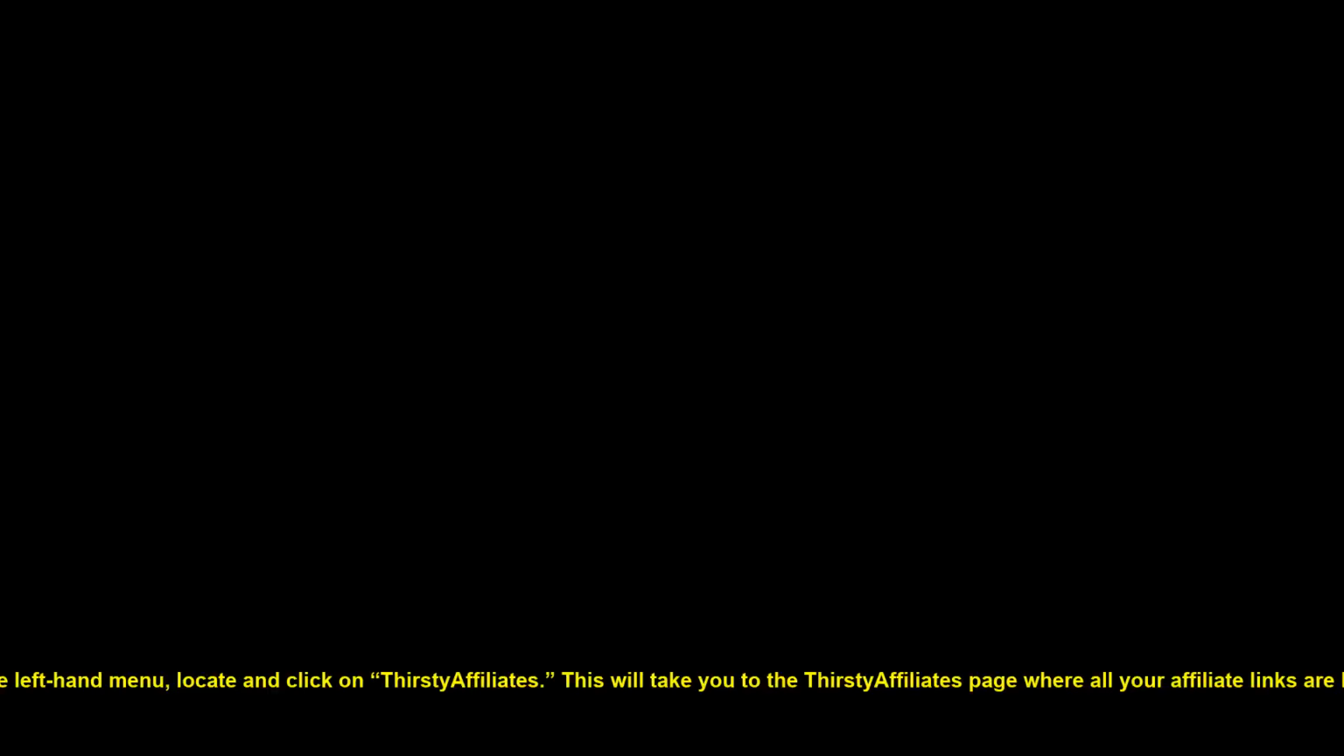To disable cloaking in Thirsty Affiliates, start by accessing your WordPress dashboard. On the left-hand menu, locate and click on Thirsty Affiliates. This will take you to the Thirsty Affiliates page where all your affiliate links are listed. Identify the link for which you want to disable cloaking. Hover over that link and click on Edit.